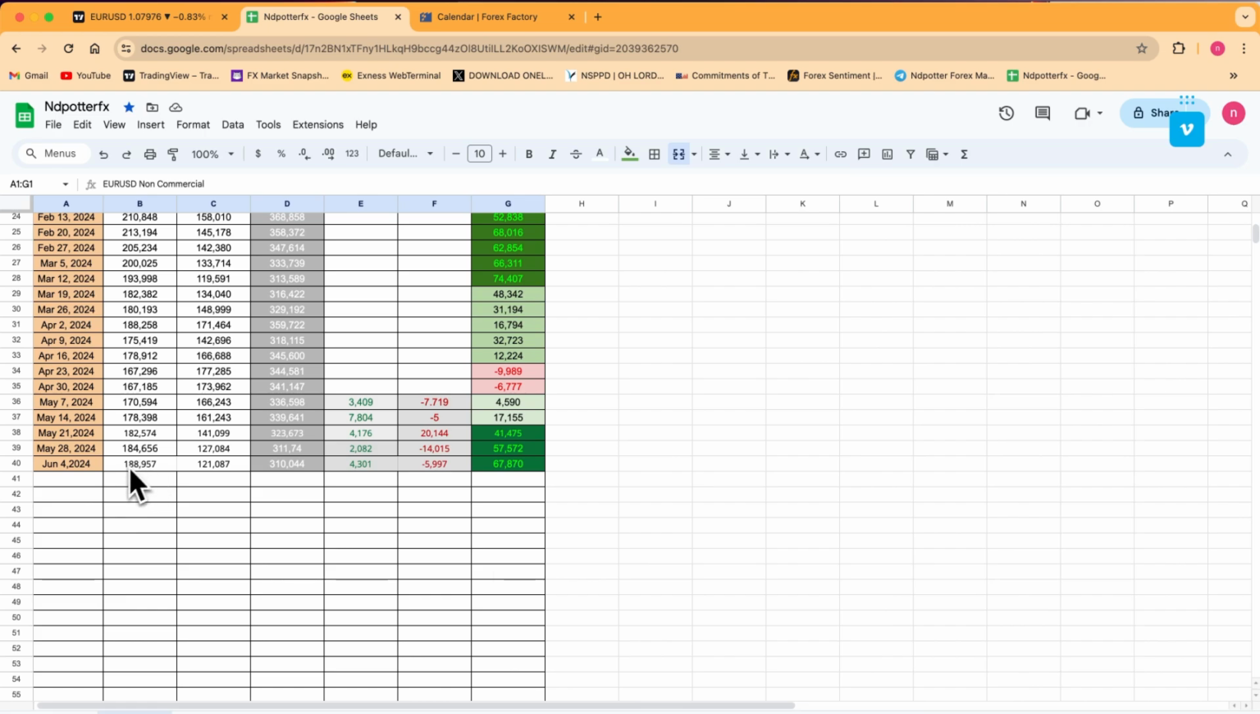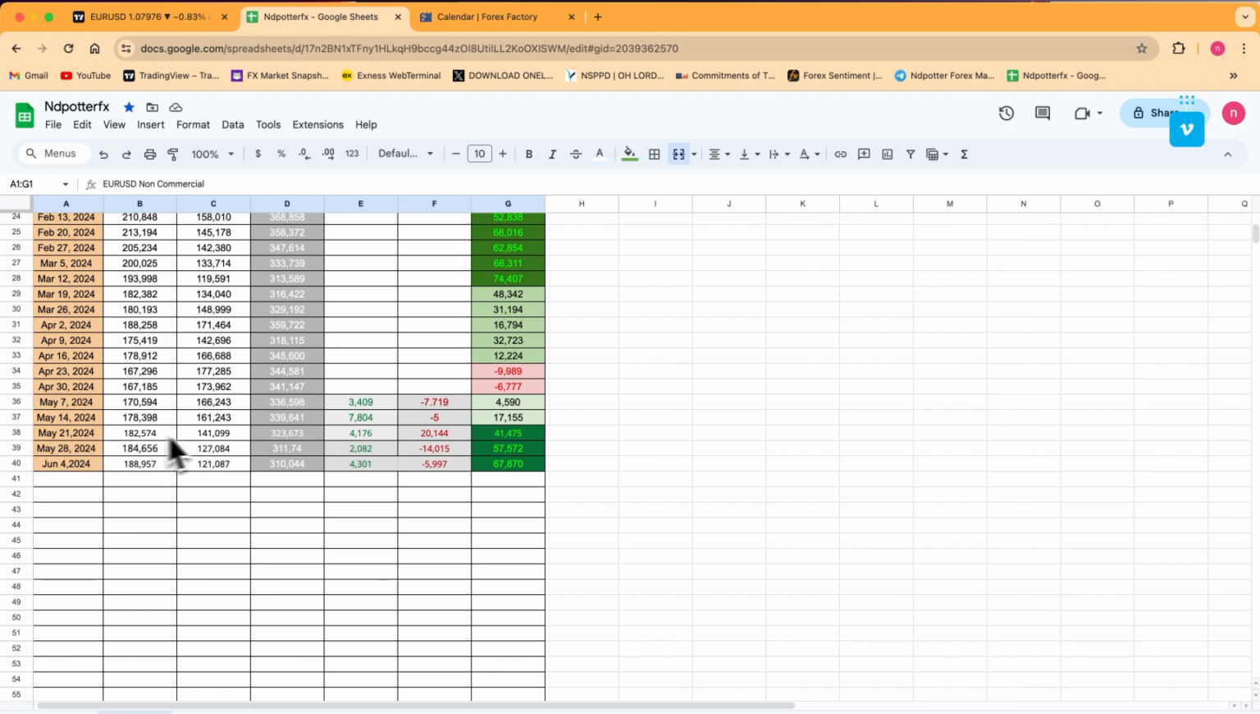Looking at the long position here, what are you seeing? From May 28, their long position was 184. On June 4, they increased it from 184 to 188.